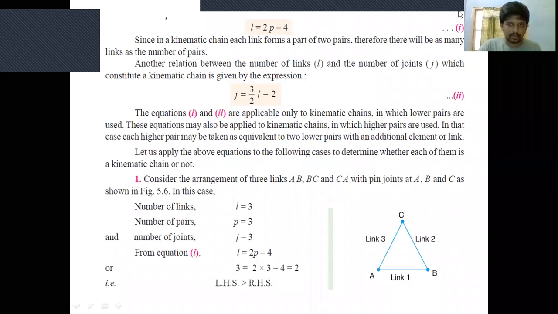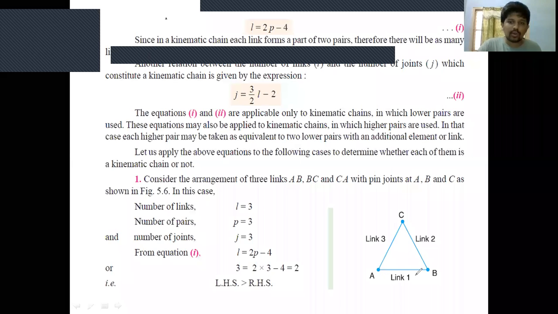Here you have a triangle, which is a three-link mechanism. You have three links here: link 1 AB, link 2 BC, link 3 CA. The same way you have three pairs. See, A, this is a pair, this is a pair, this is a pair. The same way you have three joints, right? A is a joint, B is a joint, and C is a joint. So I have 3, 3, and 3.